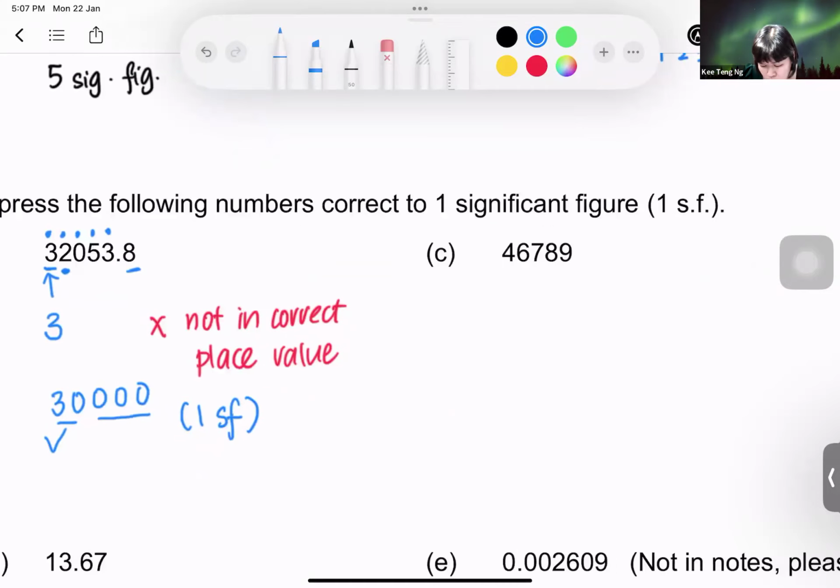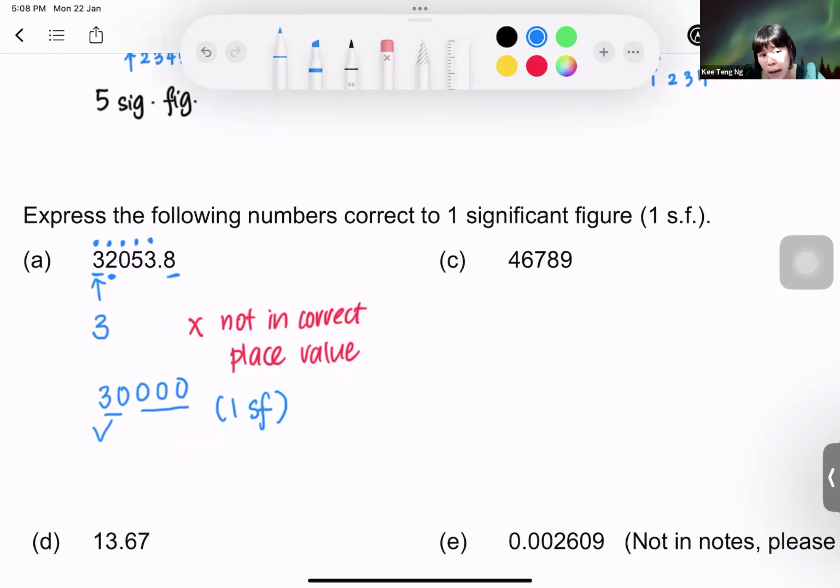Let us do one more question. Take a look at C. This is 4, 6, 7, 8, 9. And where is the first non-zero number? The first significant number is at the number 4. Let me look at the digit on the right. This number is 6, more than 5. Do I round up or do I round down? I need to round up, right? So in this case, I need to change the number 4 to round it up to the number 5.